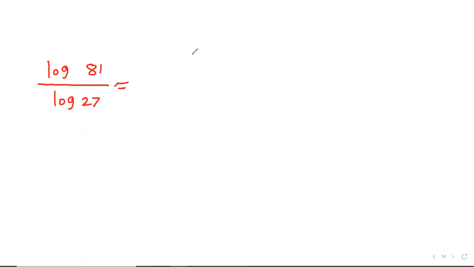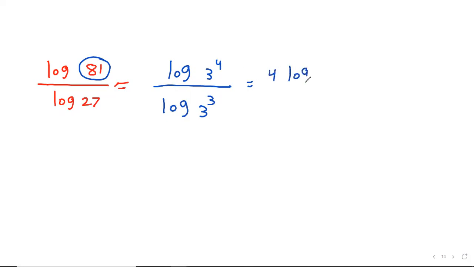So we will try to write 81 as 3 to the power of 4. It's log 3 to the power of 4. And we are going to write 27 as log 3 to the power of 3. And we will apply the power rule. We'll write it as 4 multiplied by log 3 over 3 multiplied by log 3. Then we are going to cancel them out here. Cancel log 3 and log 3. So it will be 4 over 3.